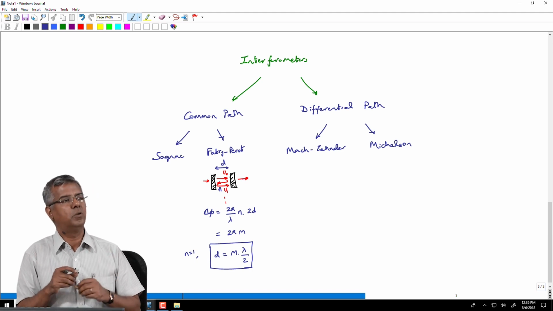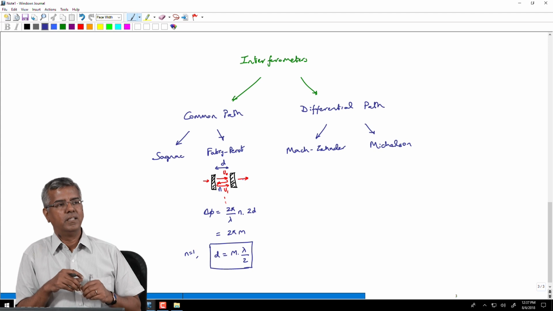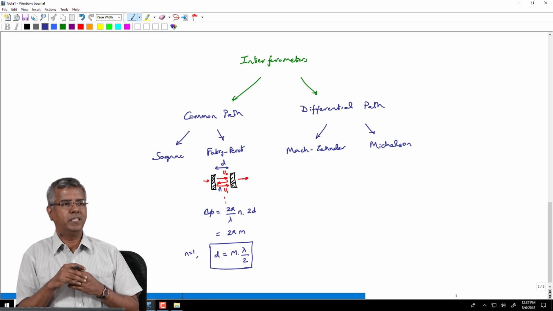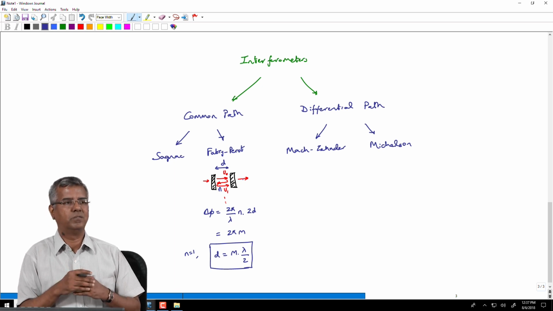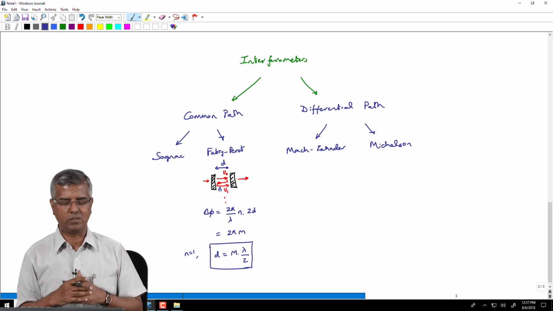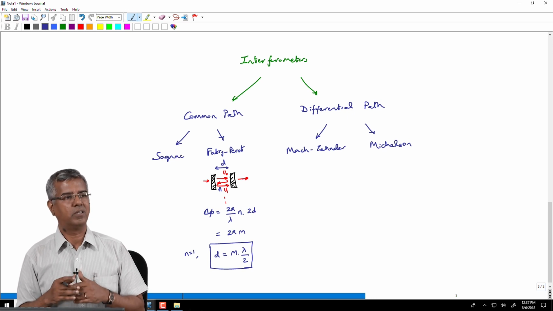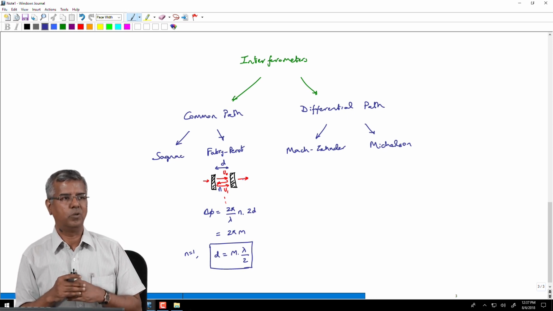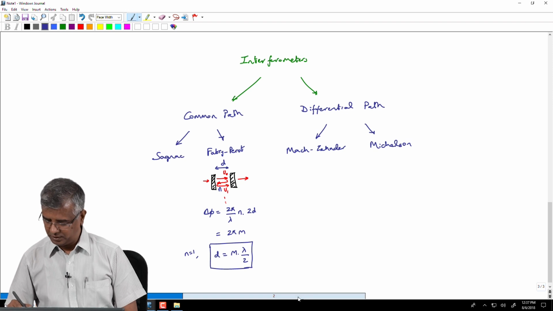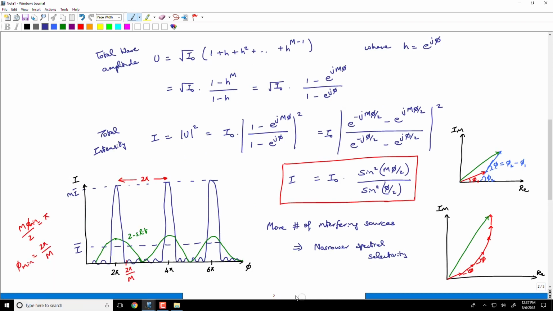So, if you are trying to build a very narrow band filter using a Fabry-Perot interferometer configuration, you will make the mirrors highly reflective, okay, and make sure that the losses within that etalon, that cavity, are very, very low. Actually, that is an interesting point. If you have loss, how would this look?